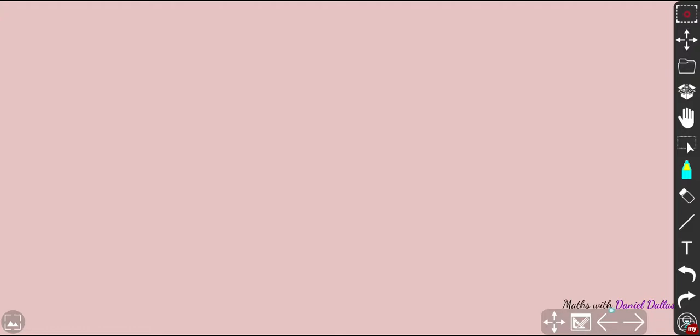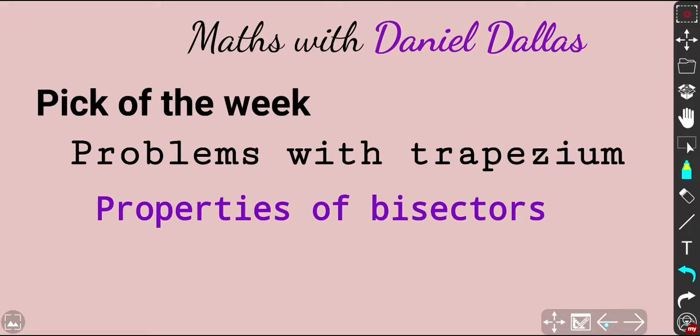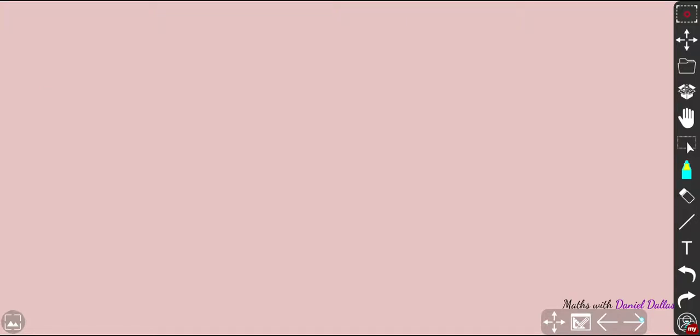Today we're going to go through properties of bisectors in a trapezium. That's a quadrilateral with two parallel lines as the bases and two lateral sides. Properties of bisectors are less likely to be investigated in full. So that's why I decided to pick two interesting problems, and here they are.